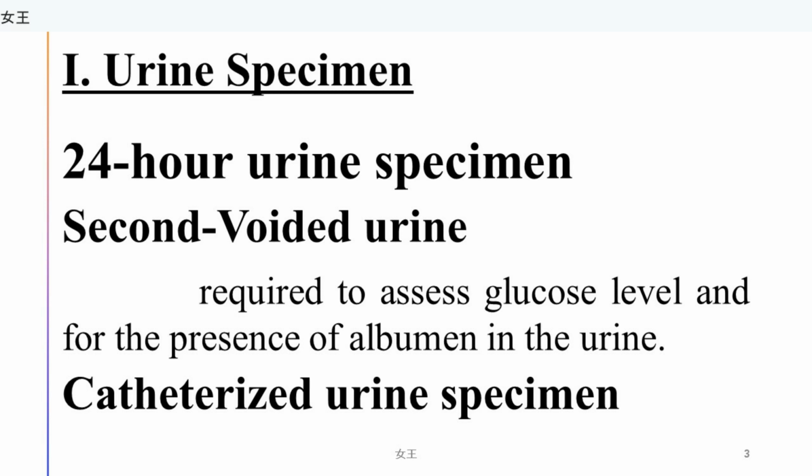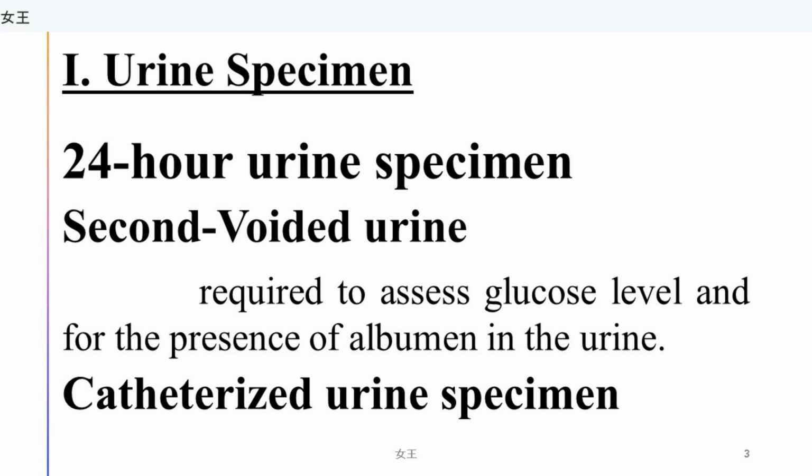24-hour urine specimen. Discard the first voided urine. Collect all specimen thereafter until the following day. Soak the specimen in a container with ice. Add preservative as ordered according to hospital policy.